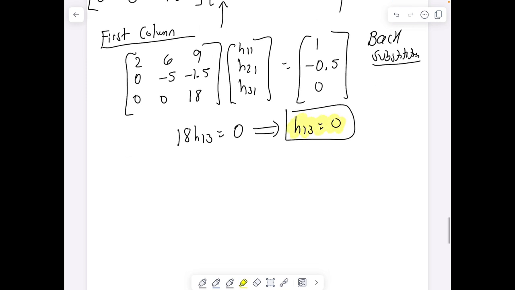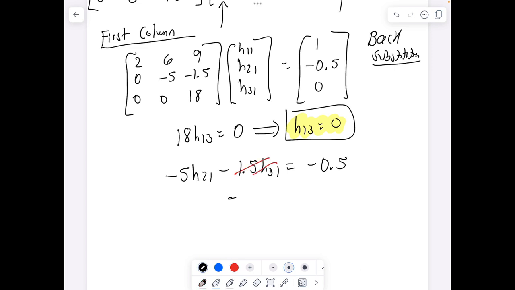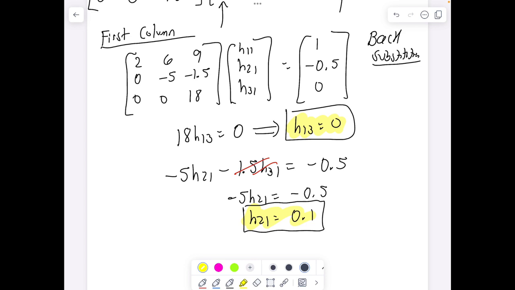Okay. Our second term says that negative 5H21 minus 1.5H31, that is equal to negative 0.5. H21 is 0, so that goes away. So you have negative 5H21 is equal to negative 0.5. H21 is equal to 0.1, if I did that correctly. Double check, just to be safe. 0.5 divided by 5. Yeah, 0.1. Negative signs cancel.